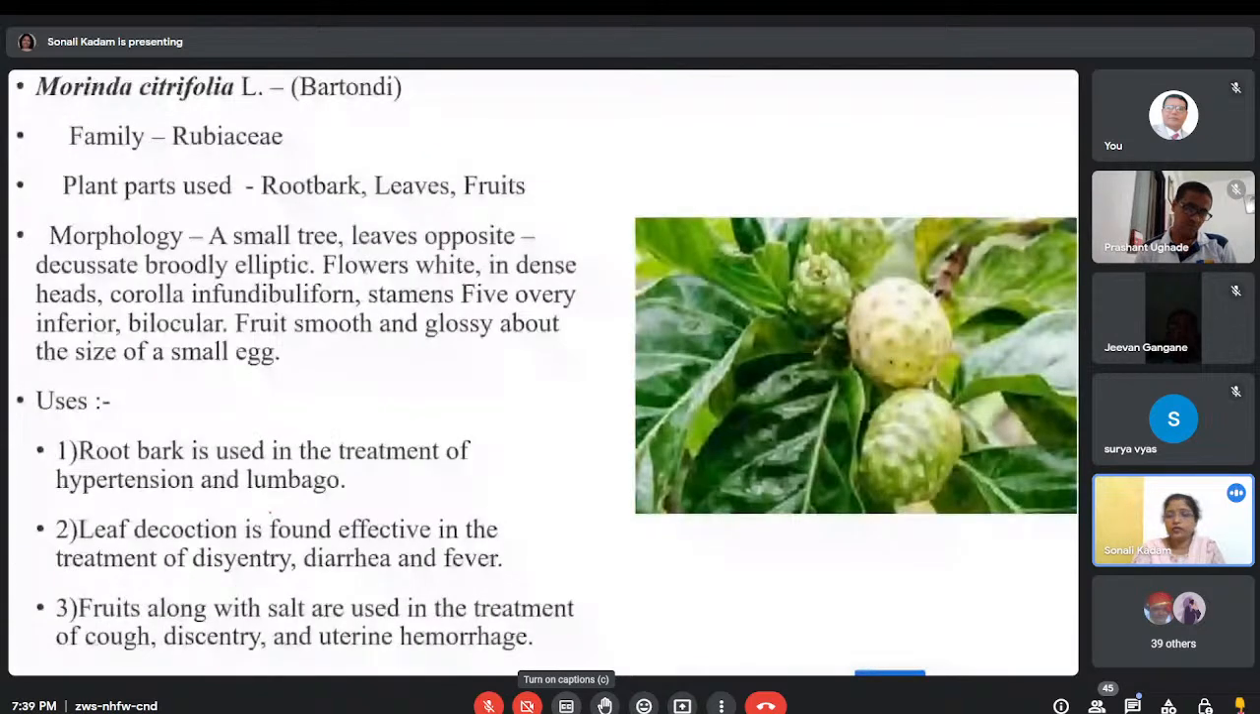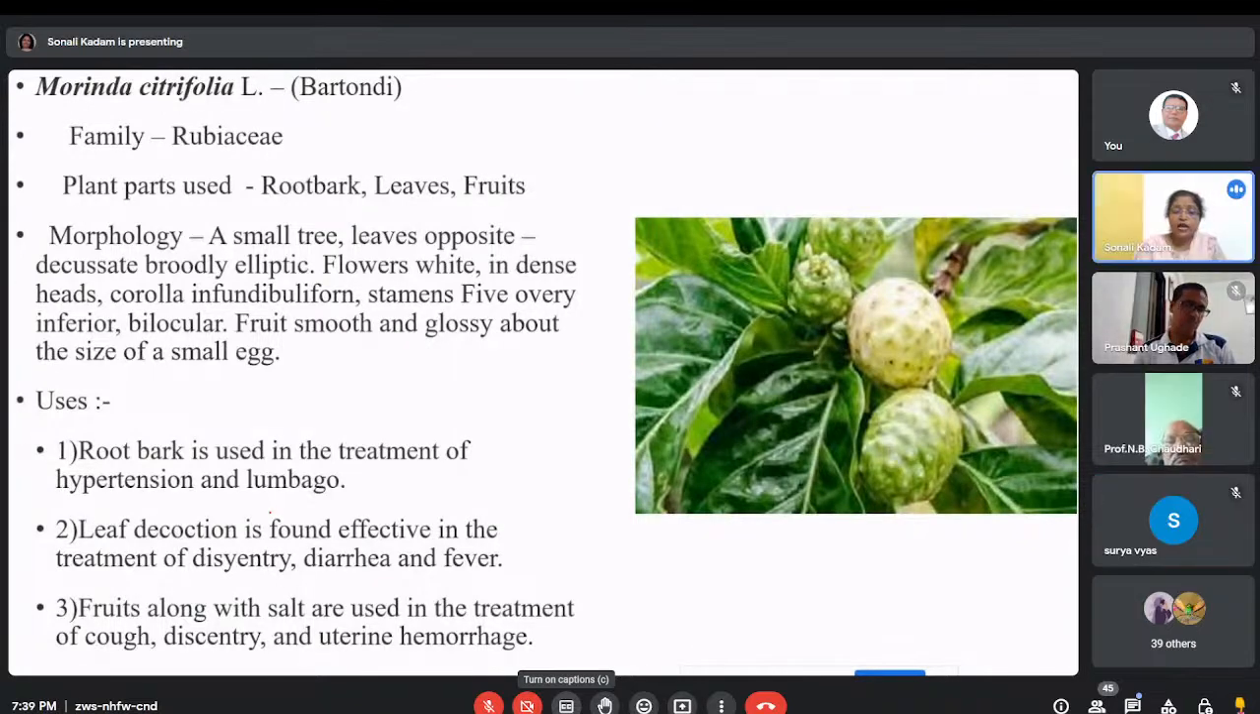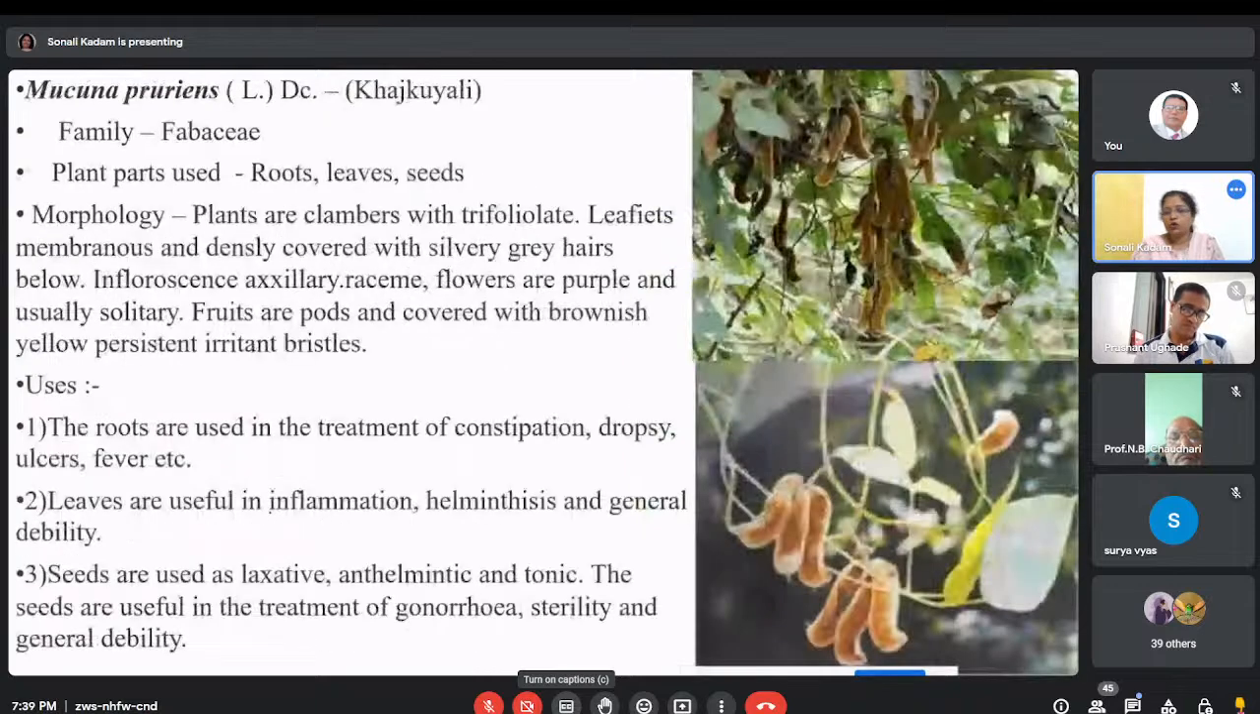Then the barthondi, you can just see the fruit. It has many openings, so it is known as the barthondi. The root bark is used for hypertension or lumbago. Then the leaf decoction is used for dysentery, diarrhea. The fruits are used again for cough, dysentery, and uterine hemorrhage. If you are having any type of hemorrhage in the uterus, then this is used.